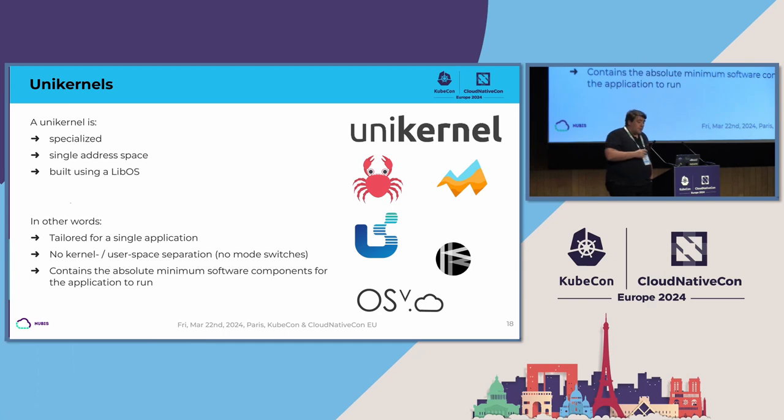A bit of information about Unikernels. A Unikernel is a specialized single address space machine image. It's built using a library operating system, and essentially it's tailored for a single application. There is no kernel and user space separation, so we don't have mode switches. This is important for I/O and for booting. And essentially it contains the absolute minimum software components for the application to run.